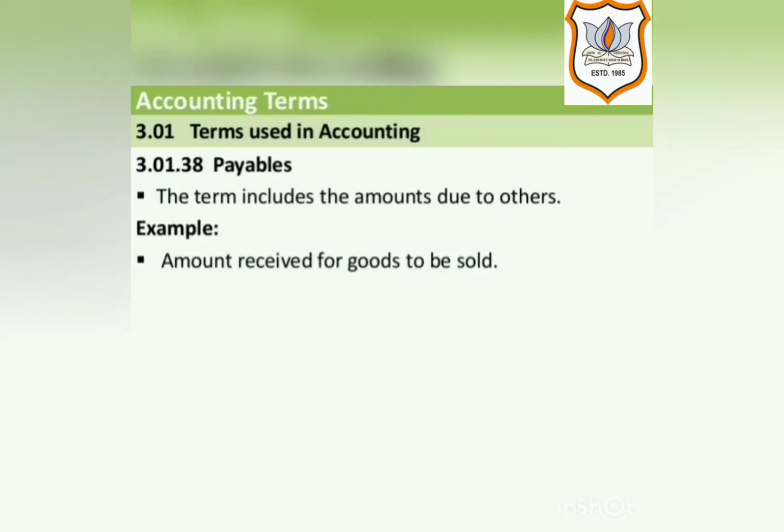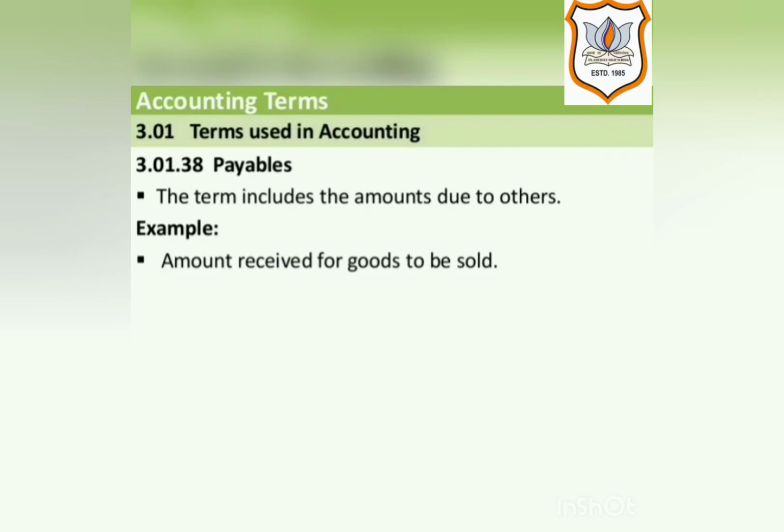Now the next term is payables. Any amount to be paid by the business person in the future to any person or persons is known as payables. Creditors and bills payable are included in payables.